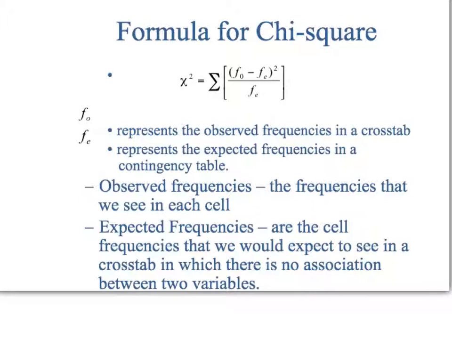So the formula for chi-square looks like this. Chi-square is the sum, so adding up all that comes after it, of f of o minus f of e, squared, divided by f of e. So remember here, the f of o represents the observed frequencies in a crosstab. In a crosstab, each cell has a frequency in it, along with the percentage. So that f of o is going to be the frequency in the cell. And then f of e is the expected frequency in that same cell. So the expected frequency is the cell frequencies that we would expect in a crosstab where there's no association, no relationship between the two variables.